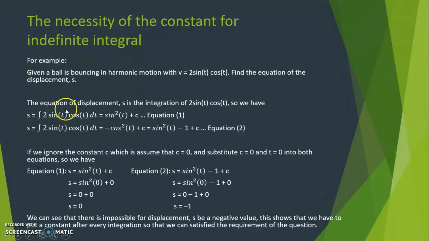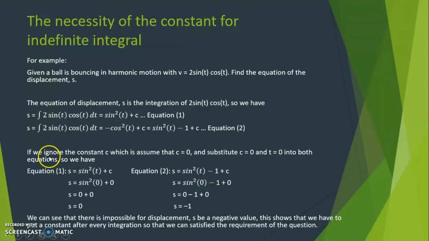We know that the integration of 2 sin t cos t is equal to sin squared t plus c, or negative cos squared t plus c. Then we can convert negative cos squared t to sin squared t minus 1.